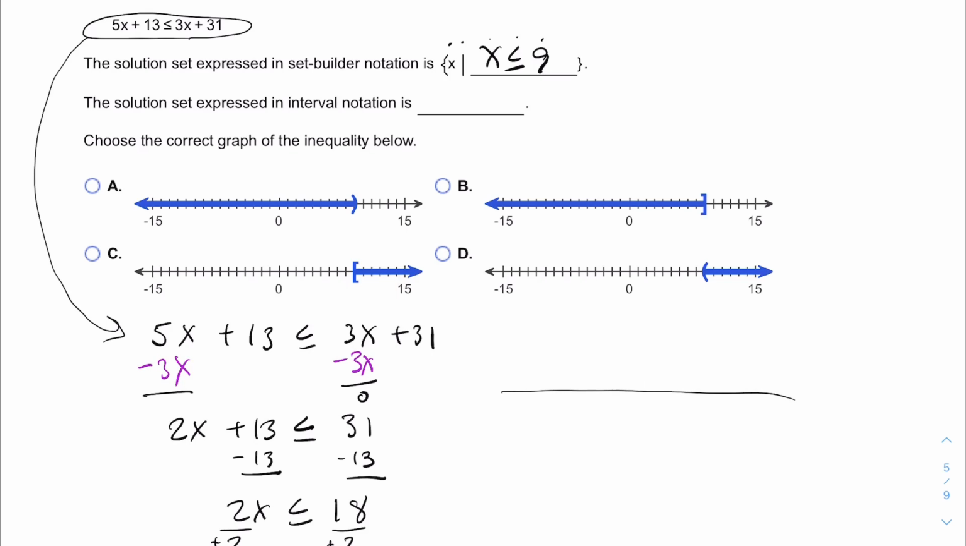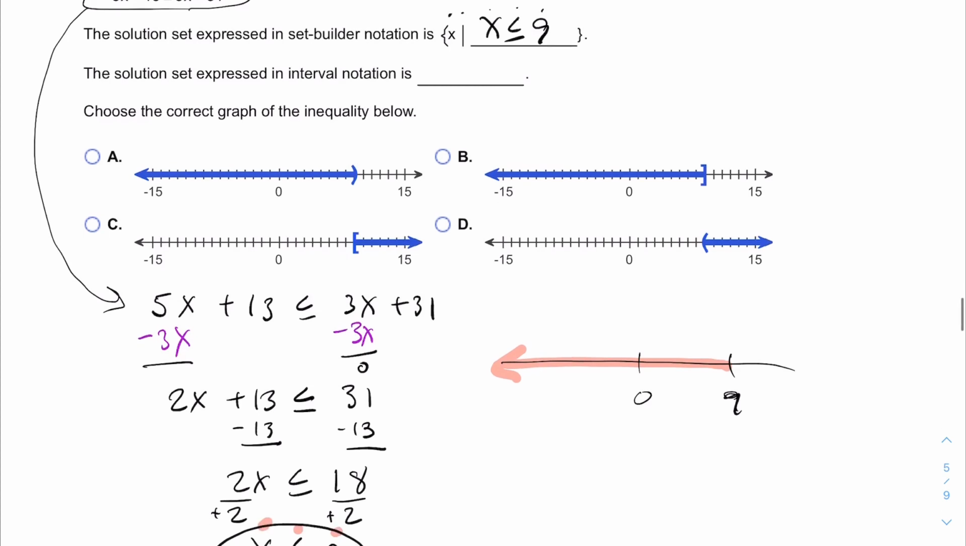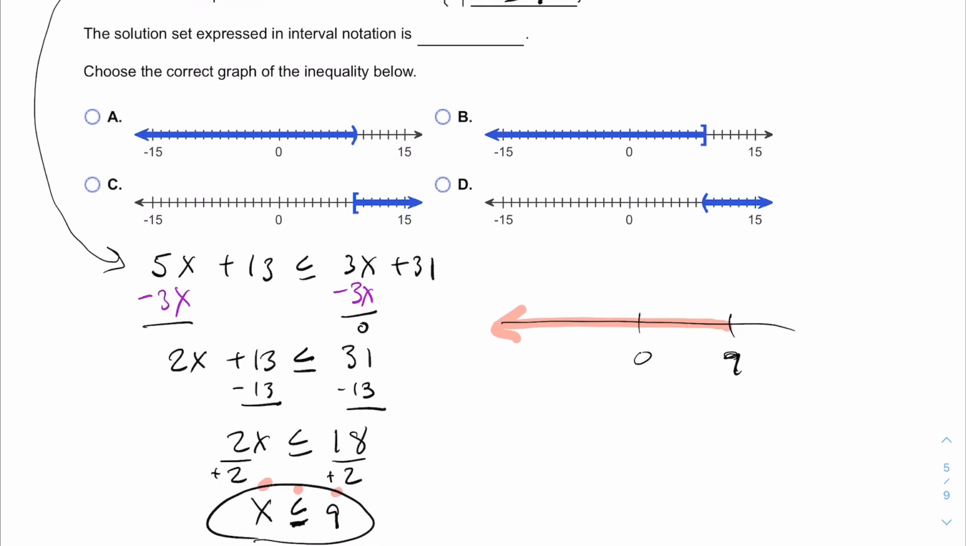If we were to graph this real quick and put a 9 there, and we went through our little problem and said, shade all the x's that are less than 9. Well, the values that are less than 9 are to the left. And then we see if it's inclusive or not. Because of that equal sign, this must be inclusive. So 9 is part of the solution.